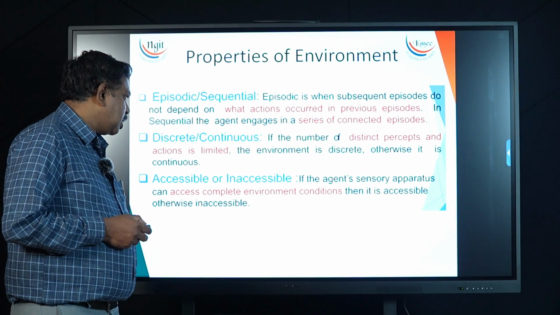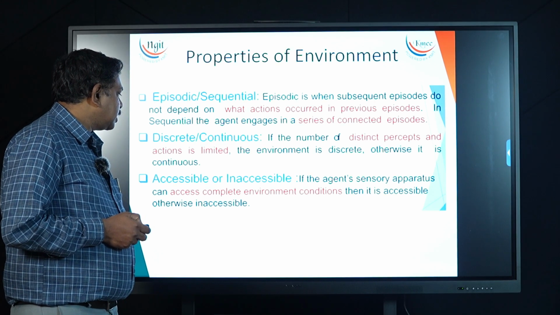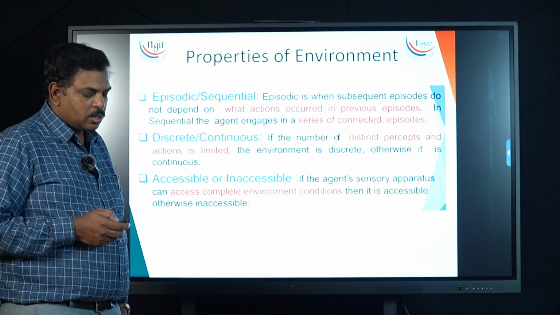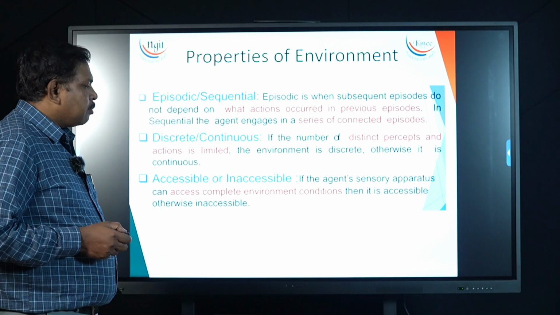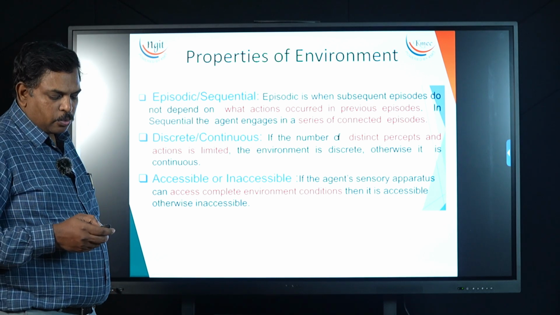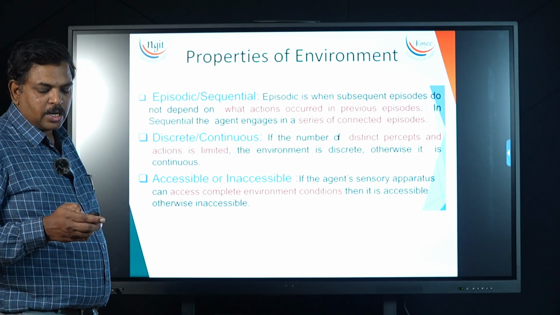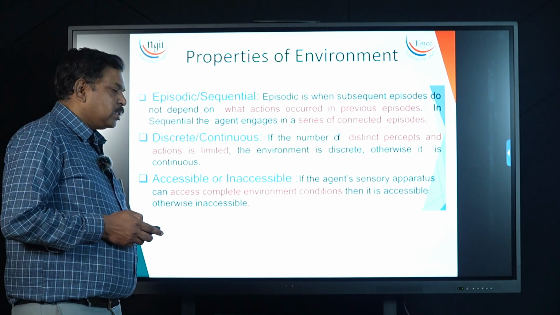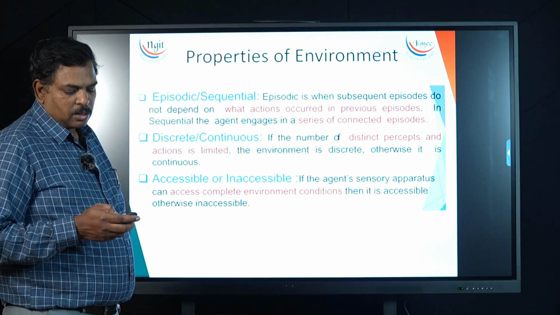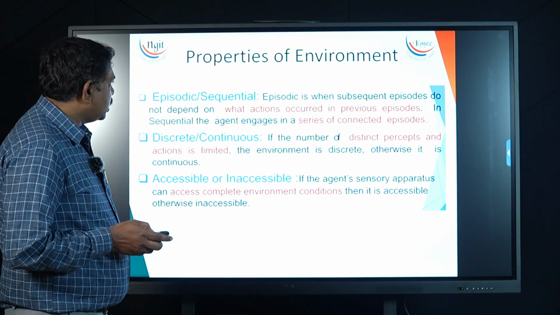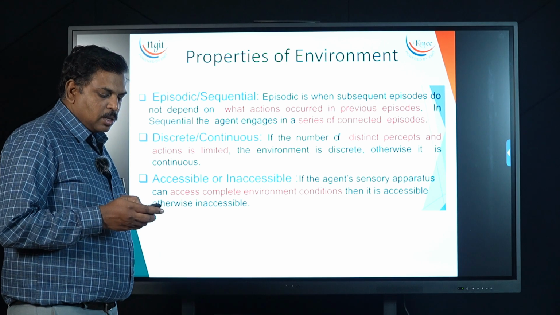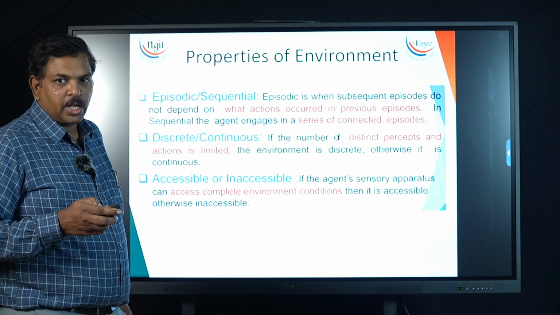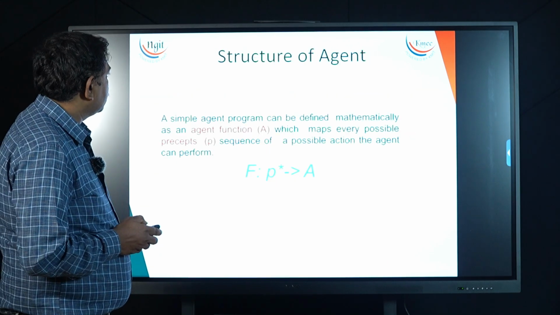So, accessible and inaccessible. When an agent accesses complete environment conditions, it is accessible. Sometimes the environment is not completely accessible, meaning only a few parts of the environment are available, and it has to take decisions based only on that available sensing of the environment. So these are different natures of environment. Our design also depends on which kind of environment my agent is going to work in.